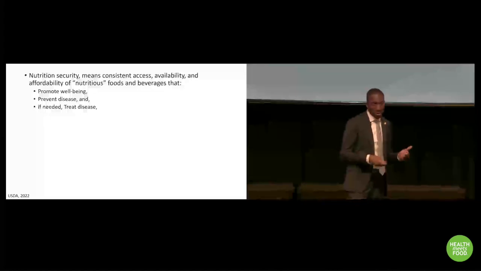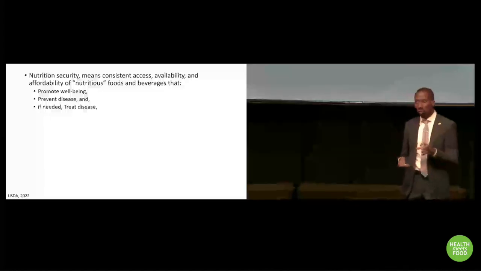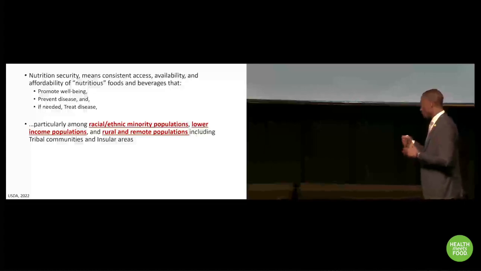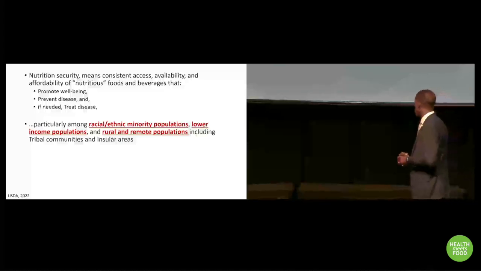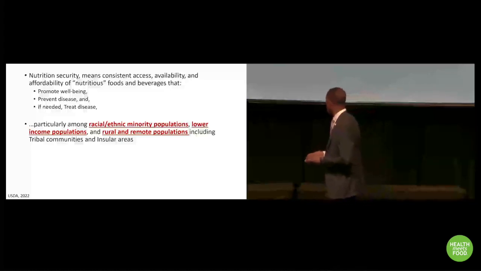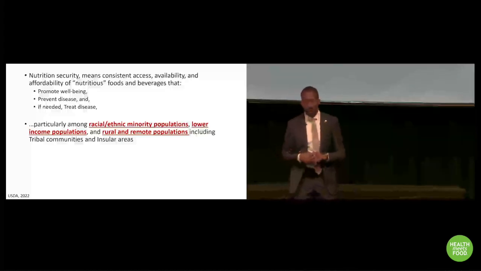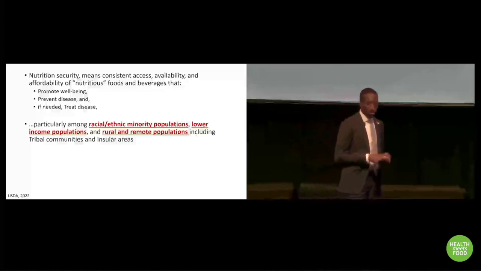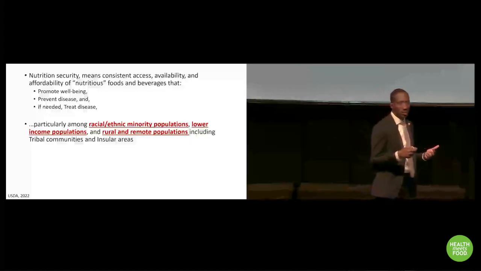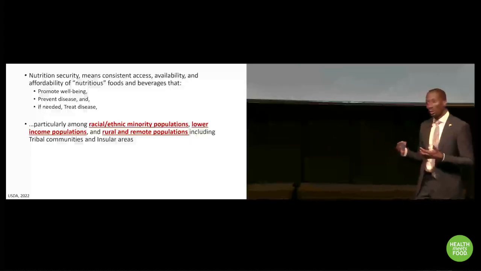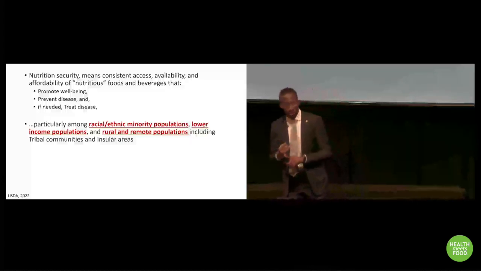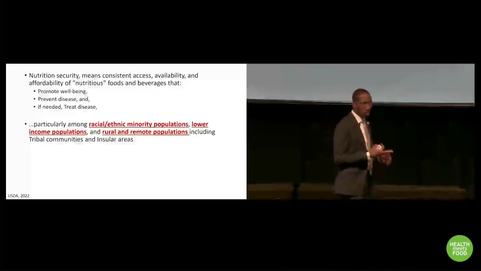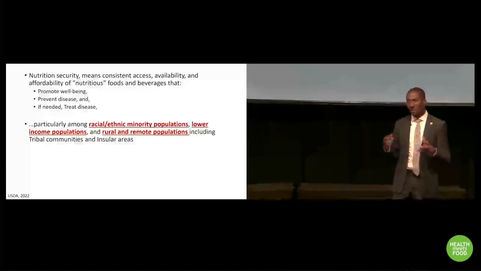One part of the definition I left off that I think you need to understand and really hyper-focus on is this deeper layer of the nutrition security definition by the USDA, particularly among racial and ethnic minoritized populations, lower-income populations, and rural remote populations, including tribal communities and insular areas. We recognize that in addressing food insecurity, in addressing nutrition security, we're talking about marginalization. We're talking about not only racial ethnic marginalization, but insular areas. We're talking about regional differences. We're talking about all these other things that we tend not to talk about.